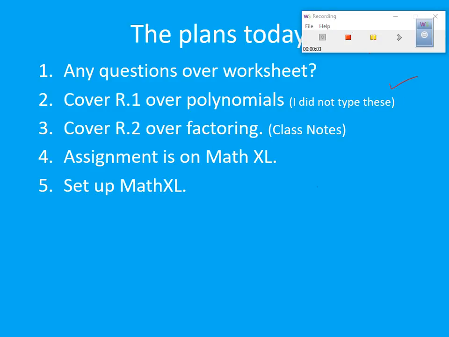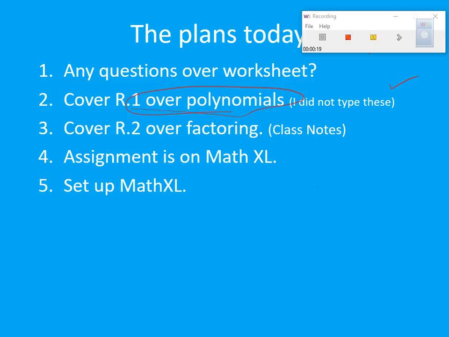Well, hello everybody. What I need to do with you today is cover section R-1 and R-2 out of our calculus book. Not very hard sections, to be truthful. I just need to review factoring with you and then polynomials.